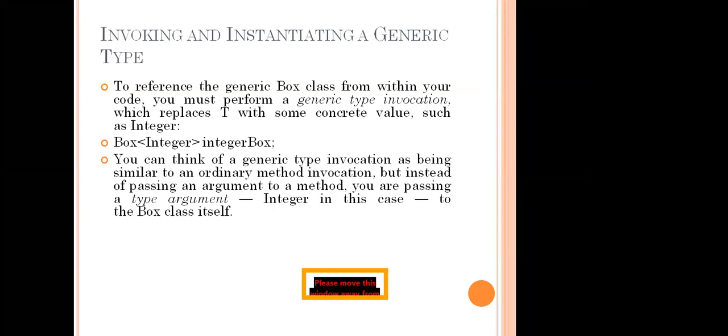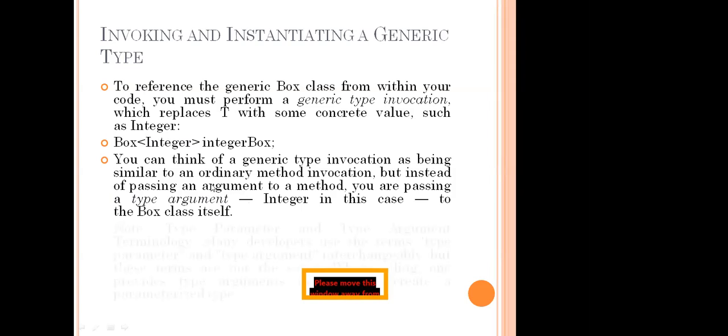Simply, previously we were creating a class without any generics. Here, generic means that for that particular class, we clearly mention what type of values are going to be inserted into it. So you are passing the type argument, for example Integer in this case, to the Box class itself. While creating the class, we mention this.